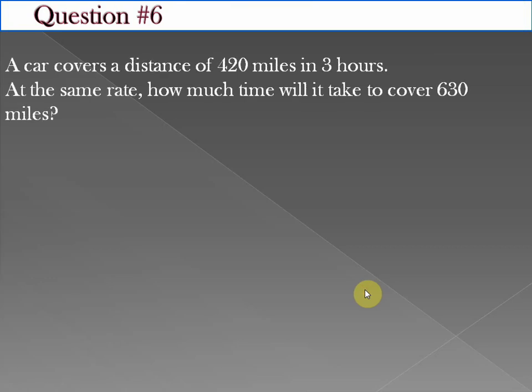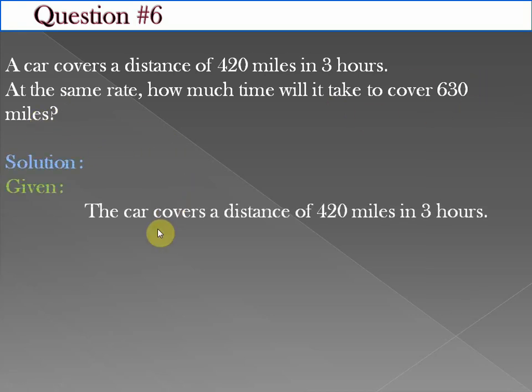Next one, question number 6: a car covers a distance of 420 miles in 3 hours. Now it is a miles per hour question. How does the time vary when the car travels 420 miles and when the car travels 630 miles? How much time would it take to travel this kind of distance? We want to find the time for 630 miles.